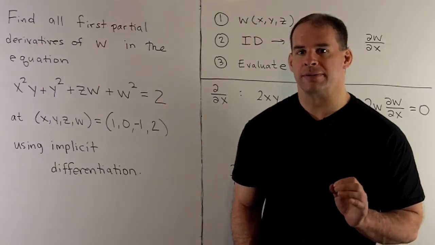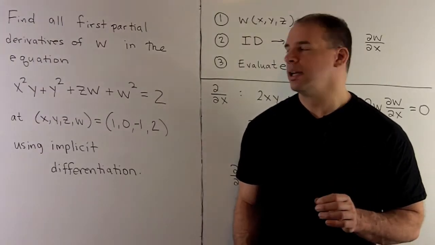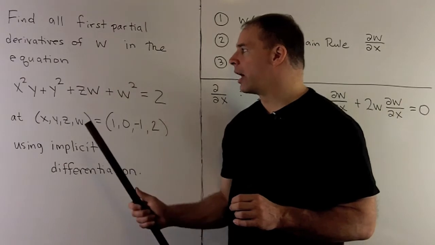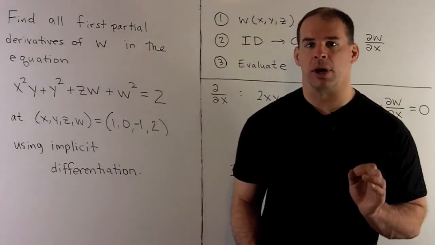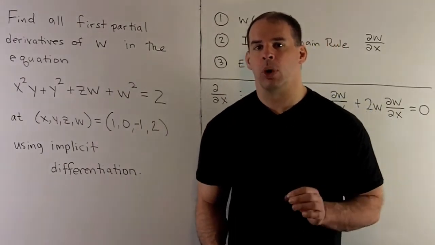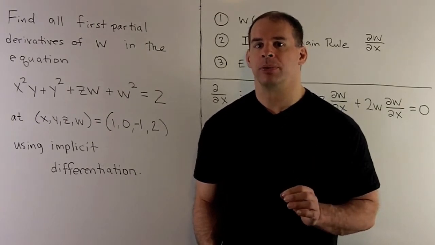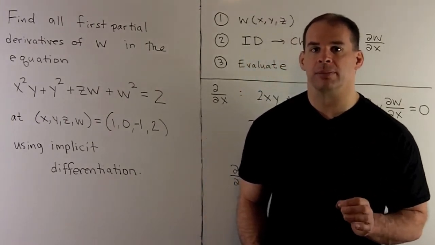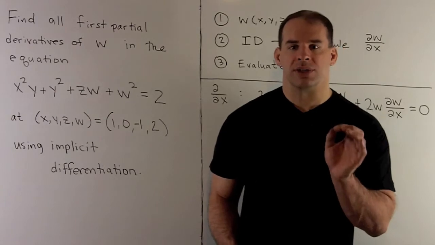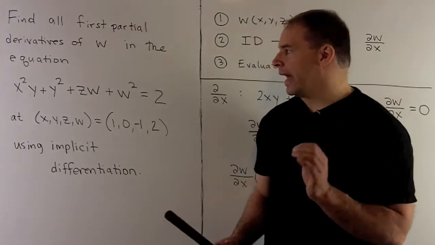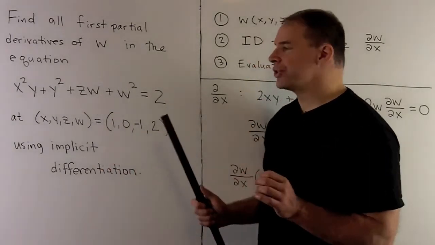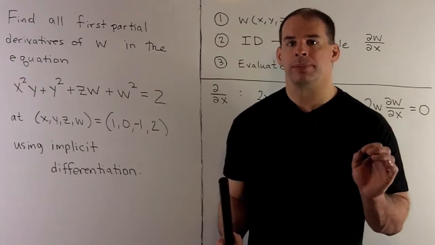Find all first partial derivatives of w in the equation x squared y plus y squared plus zw plus w squared equals 2 at the point (1, 0, -1, 2) using implicit differentiation. Now, what's happening here? We have our equation in 4 variables, x, y, z, and w.